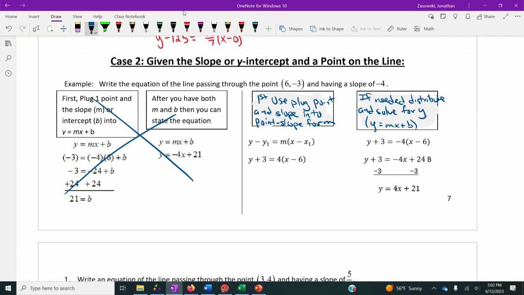That's our slope-intercept form. So if we started with the point (6, negative 3), we would do y minus y1. So the y1 is negative, so it's going to change signs and become y plus 3 equals the slope. Now this technically should be negative 4, so a little fix there. Negative 4 times x, and then we change the sign, minus 6. We can then distribute the negative 4 and add the 3 over, and we should get y equals negative 4x plus 24 minus 3 gives us the final answer of y equals negative 4x plus 21.